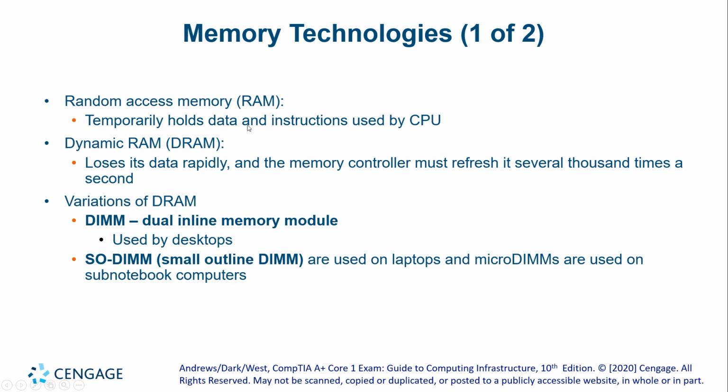All right, so let's look at memory. Random access memory, basically it's dynamic memory. That means it only temporarily holds data, and the minute you shut the power off, whatever information the RAM holds is gone. Dynamic RAM loses its data rapidly, and the memory controller has to refresh it thousands of times a second. Variation of dynamic RAM or DRAM.